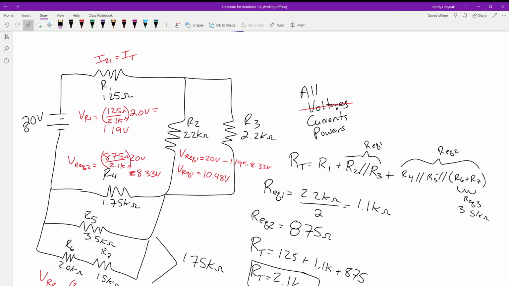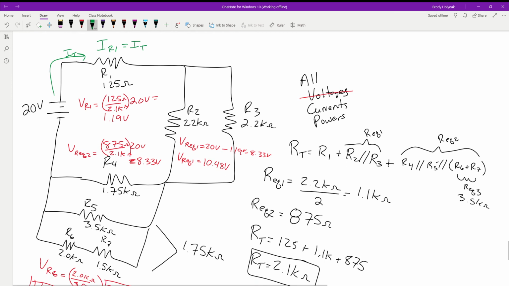So like I said, there's always these double checks. And the reason that we know the total current is going through here is because there's nothing in between the battery and our resistor right there. So that's going to have total current. Let me switch colors so that we can see the difference between our values. Okay, so what was that value?